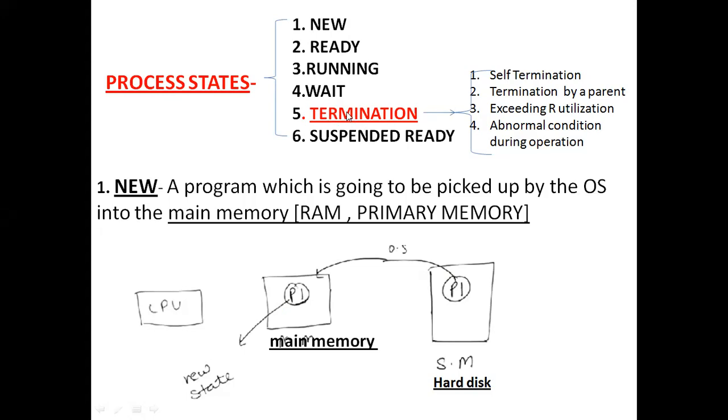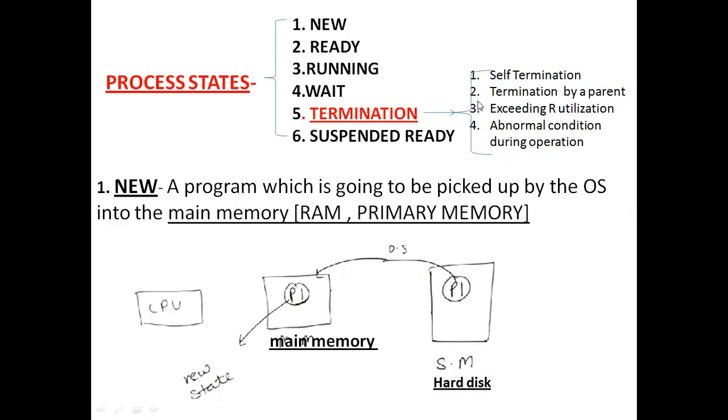Regarding the termination state of a process, any process can be ended, any process can be terminated based upon these 4 conditions. The first condition of termination of a process is self-termination. The second one is termination by the parent process. Again, we have the concept of the parent process and the child process; no need to worry, all these will be dealt with in the upcoming slides. Here we are just naming the different states in which any process can stay: new state, ready state, running state, wait state, termination state, and suspended ready state. I again told that the termination of a process can be based upon any one of these conditions. The first condition is self-termination. The second condition is termination by a parent process.